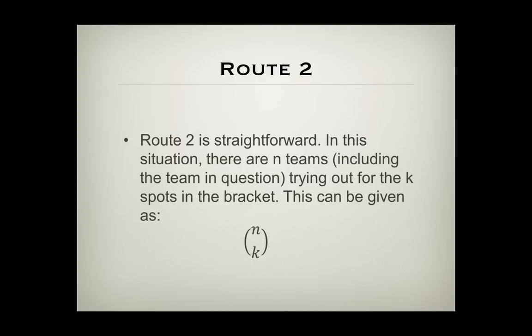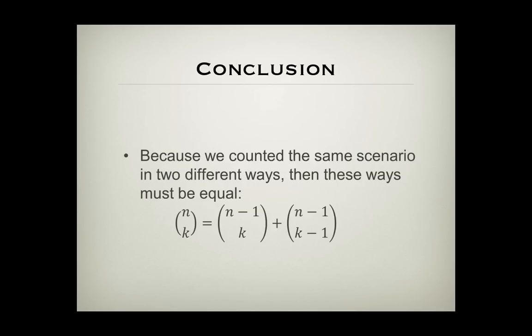Route 2. Route 2 is straightforward. In this situation, there are n teams, including the team in question, trying out for the k spots in the bracket. This can be given as choose k from n, and this would be the 64 slots in the tournament from the n, the total number of Division I teams.